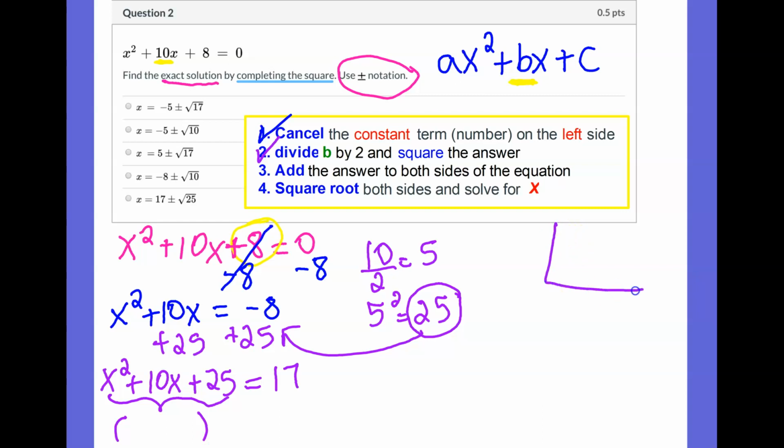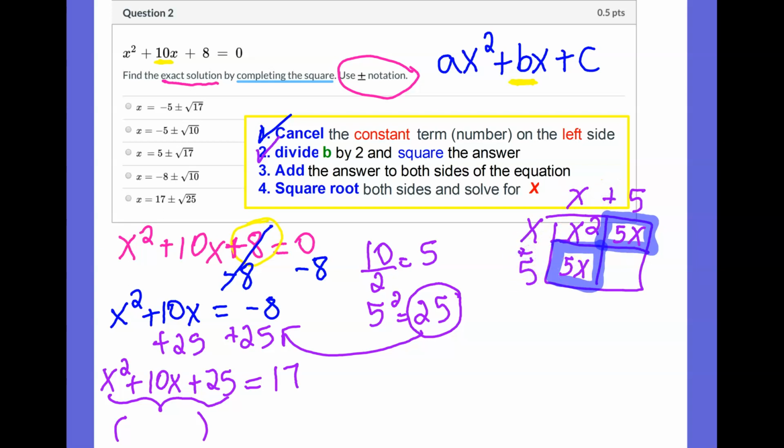So when you look at the factors, I know that I multiply x times x to get x squared. And when I divide 10x into two equal parts, I know that I have 5x and 5x. So I know that I have to multiply x times 5 to get 5x, and x times 5 over here to get 5x. So these are my factors.